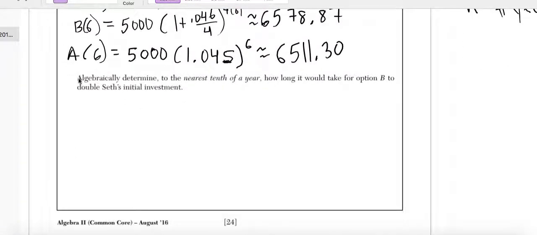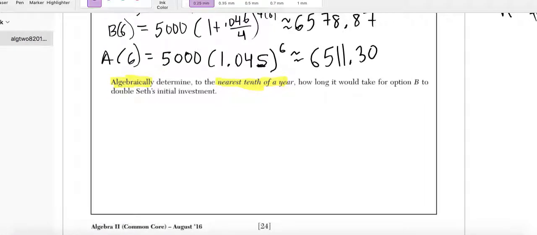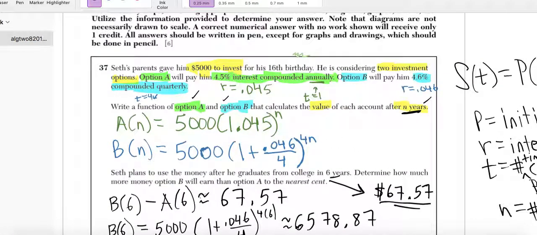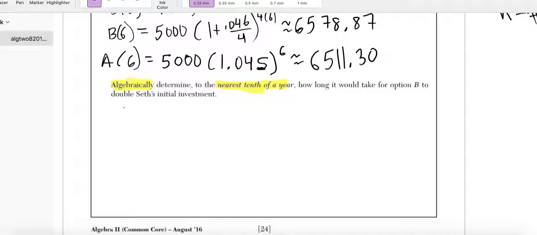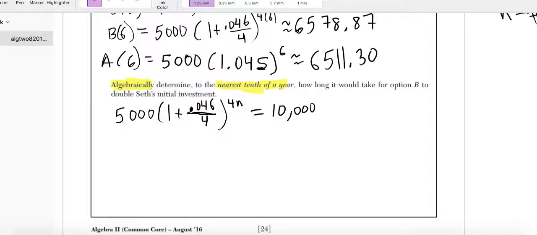Algebraically, so that means we have to show work. Determine to the nearest tenth of a year, 1 decimal place, how long it'll take for option B to double Seth's investment. So option B, remember, was this one right here, the one with the 1 plus 0.046 over 4. So 5,000 times (1 plus 0.046 over 4), all raised to the 4n, is equal to, remember the initial investment was $5,000, which if I multiply by 2 is $10,000.